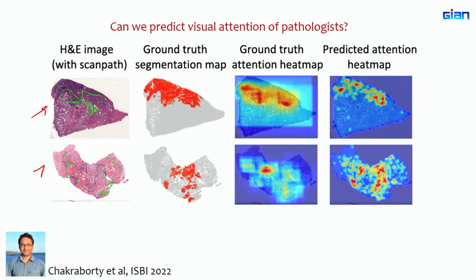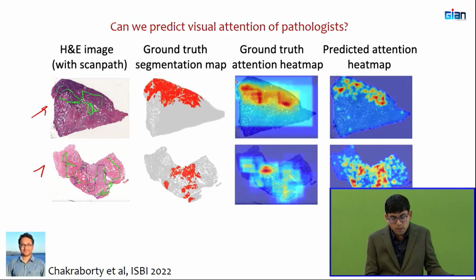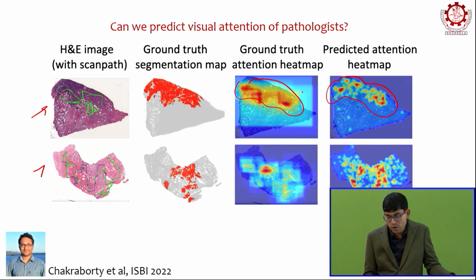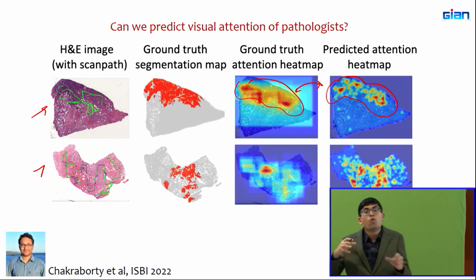While the pathologists were looking at these images, they collected this data as scan paths or as viewing patterns on the images, and then the model that was trained, this was presented at ISB a couple of years ago, predicted the attention heat map. So this is what they predicted. This was the real heat map, and you can clearly see that it matches quite well with the real heat map. So what this tells you is, you can actually train models to predict where the pathologist will look next, right?